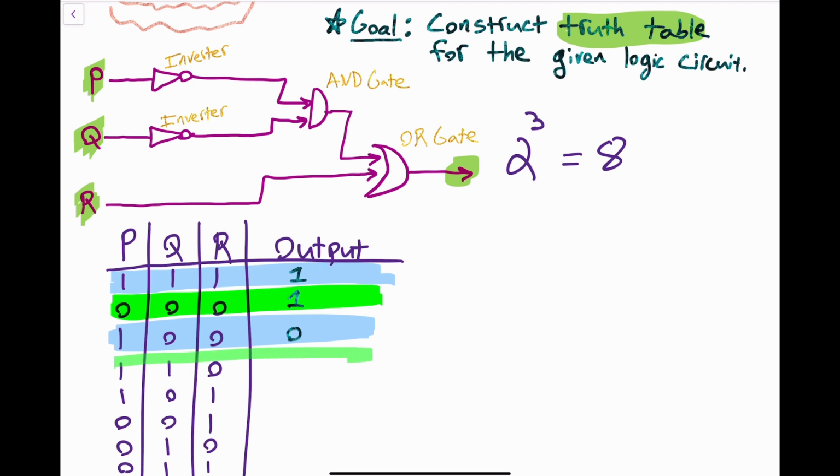Now we have 1, 1, 0 as an input. So P is a 1, Q is a 1, R is a 0. All right, P is 1, inverter, 0. Q is 1, inverter, 0. 0 and 0, so that AND gate is just 0. R is a 0. And then we have that 0 to work with. So 0 or 0 is just a big fat 0. Let's go on to the next row.